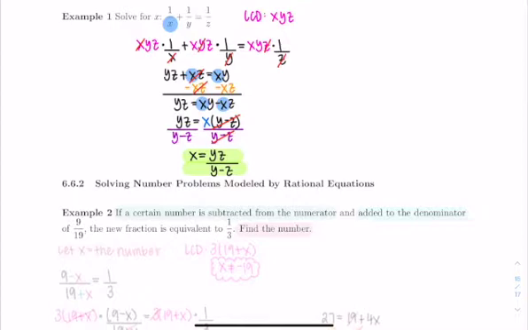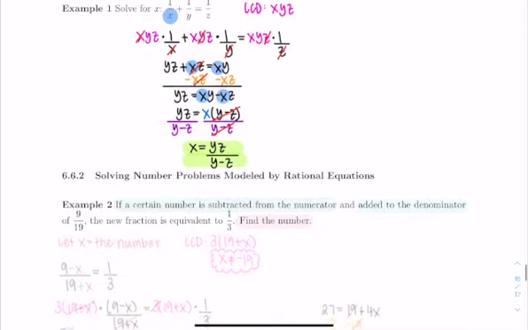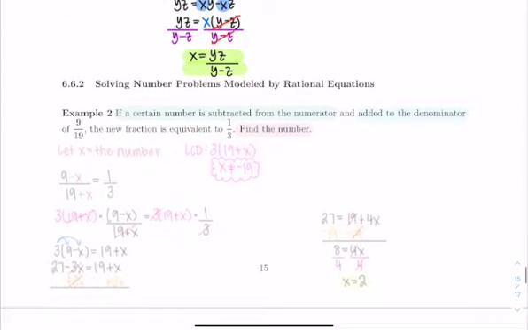Now we're going to look at some word problems. If a certain number is subtracted from the numerator and added to the denominator of 9 over 19, the new fraction is equivalent to 1/3. We want to find the number. So typically, this last sentence tells you what you want your variable to be. So we're going to let x be the number we're looking for.